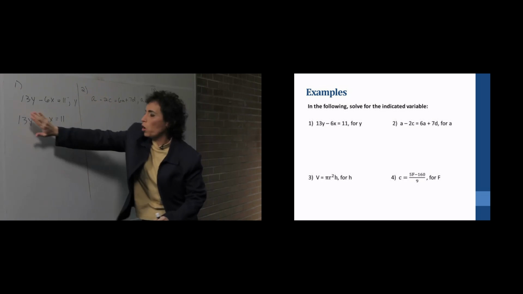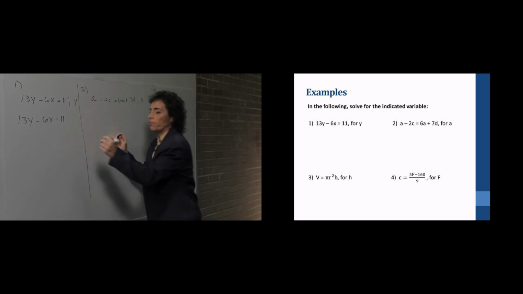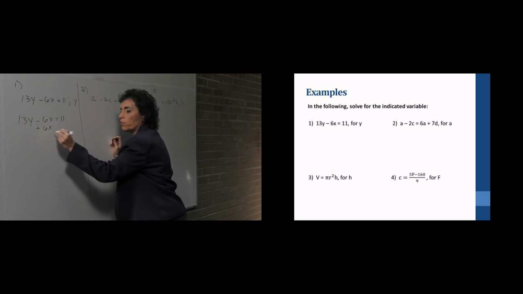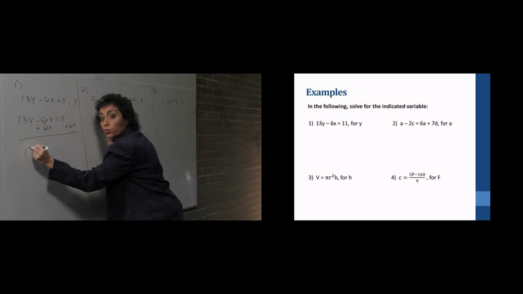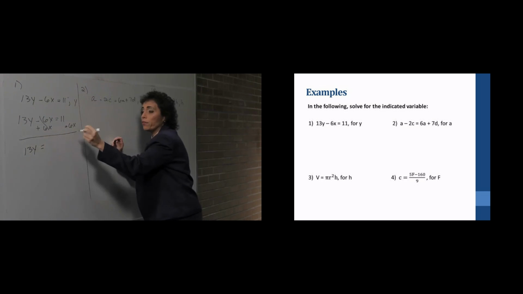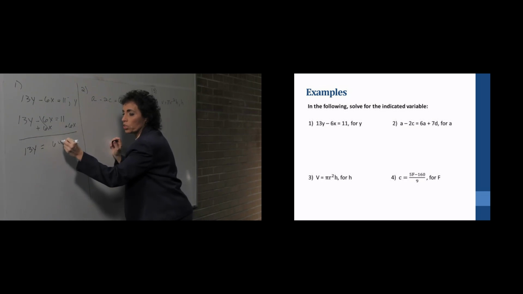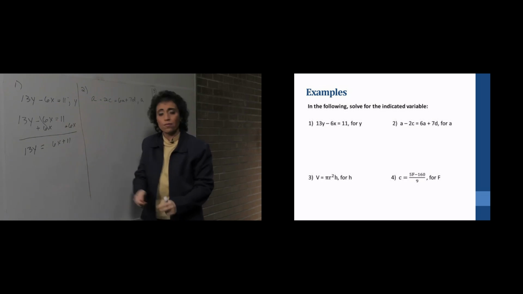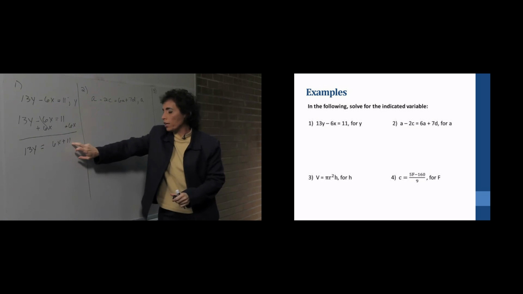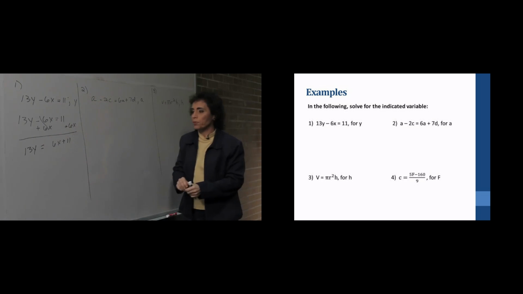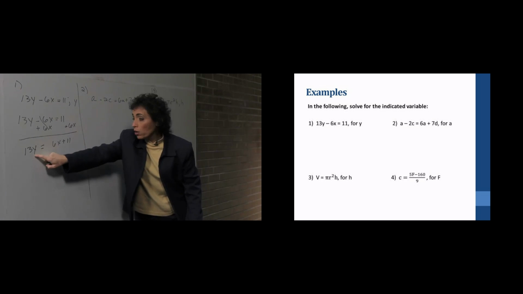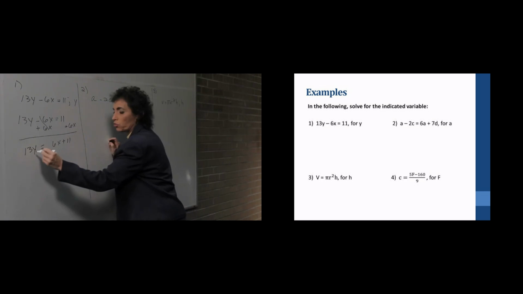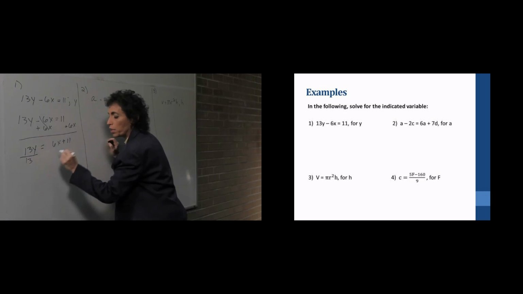So we want 13y here, but we need the 6x out of there. So we're going to add 6x. If we add it to this side, we add it to this side. And we get 13y equals, now it doesn't matter if you write 11 plus 6x or 6x plus 11. I kind of like the variable first and the true constant last, but that's up to you. Now we have to solve for y, and we're not done because we have a 13 attached to y, attached by multiplication, so we can divide.